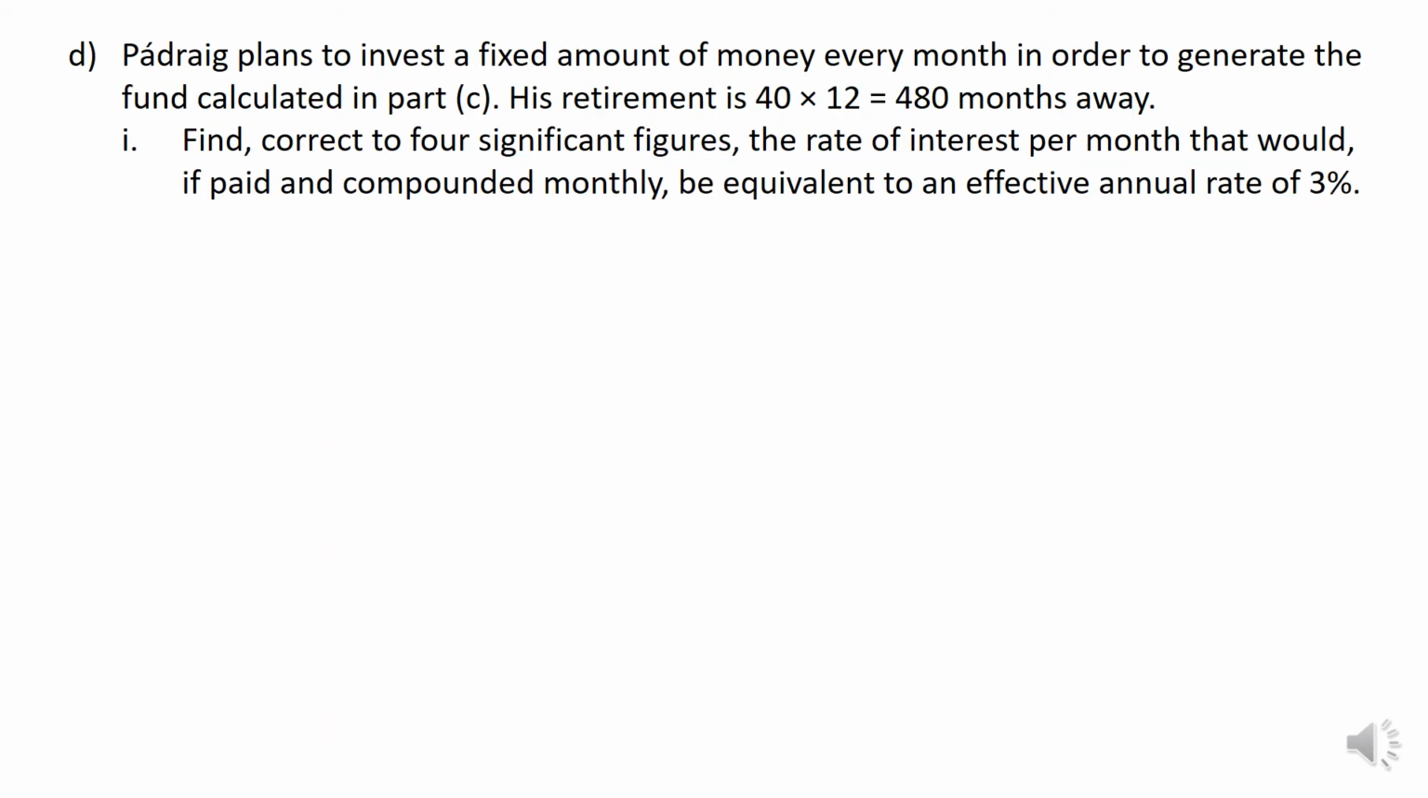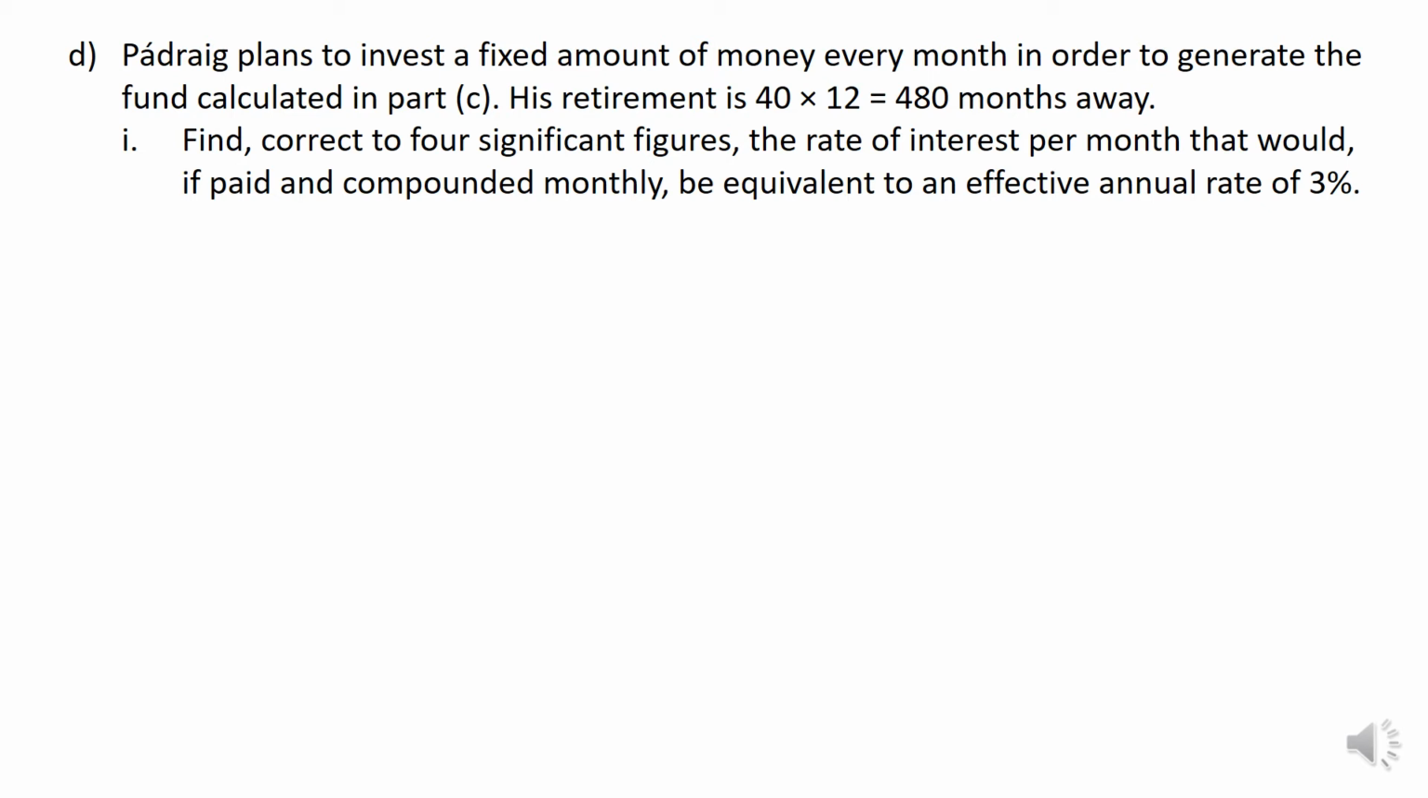Part D then, okay, we're going to start focusing on what he has to save to achieve that. Padraig plans to invest a fixed amount of money every month in order to generate the fund calculated in Part C. His retirement is 40 years away, so that's 40 times 12 or 480 months away.